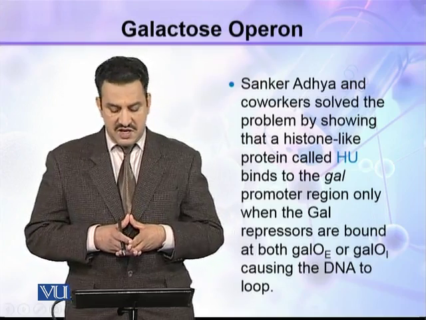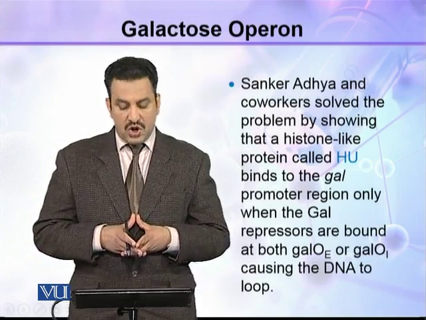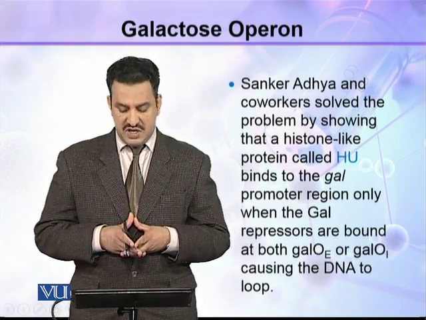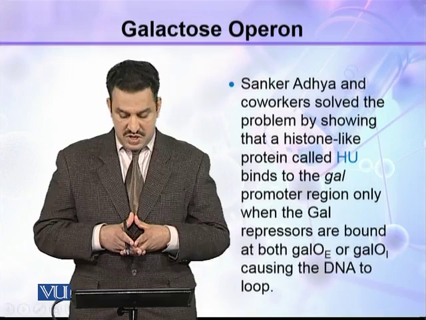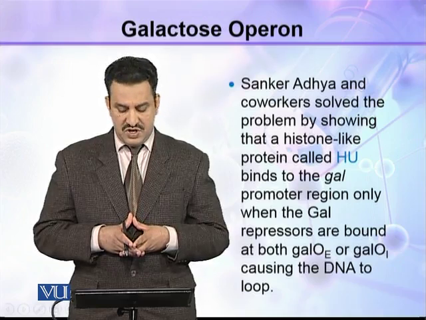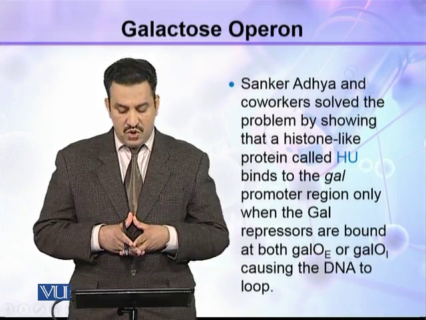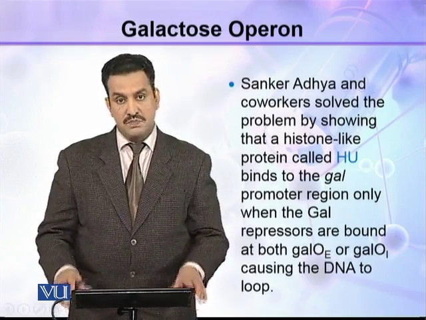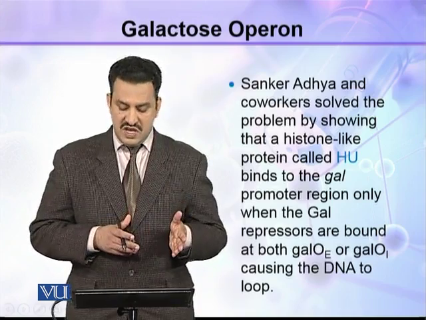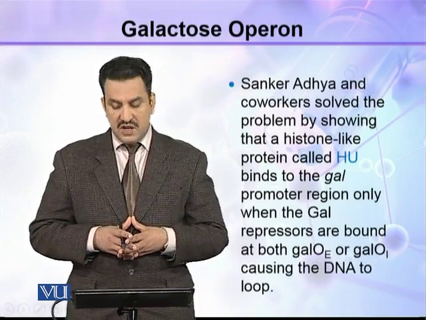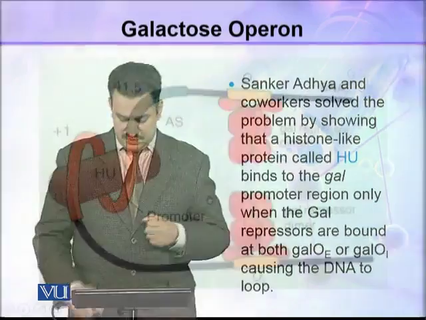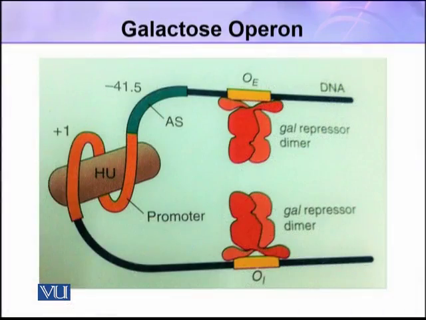Sankar Adhya and co-workers solved the problem by showing that a histone-like protein called HU binds to the GAL promoter region only when the GAL repressors are bound at both GAL OE and GAL OI, causing the DNA to loop. So here you can see this is a GAL repressor dimer.